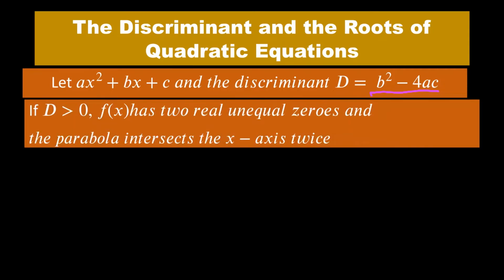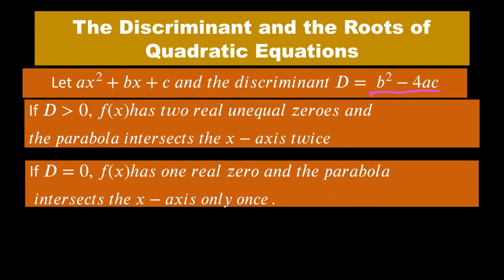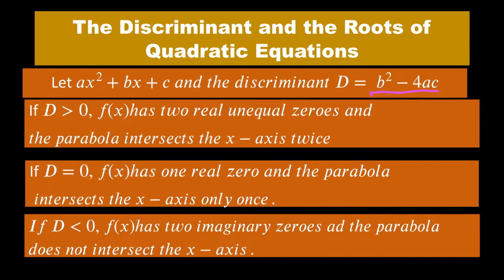If the value of D is greater than 0, then f of x has two real unequal zeros and the parabola intersects the x-axis twice. But if the value of D is equal to 0, then f of x has one real zero and the parabola intersects the x-axis only once. And of course, if it is less than 0, then the quadratic function has two imaginary zeros and the parabola does not intersect the x-axis.